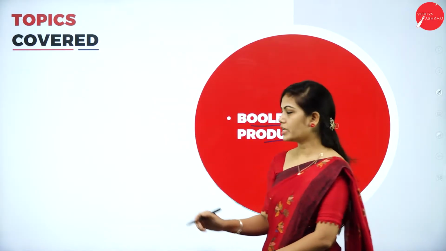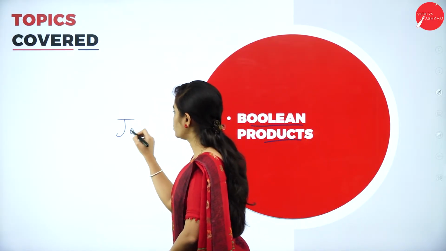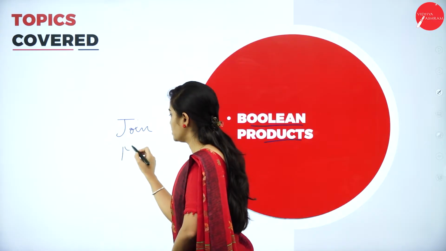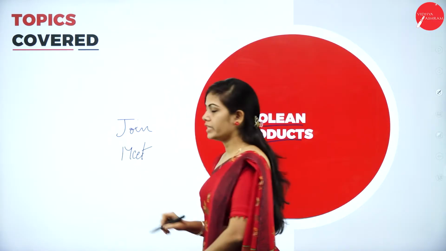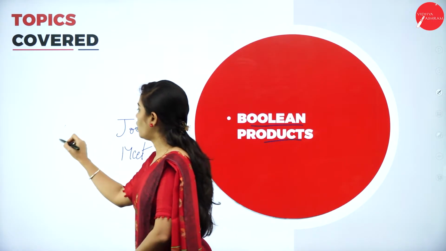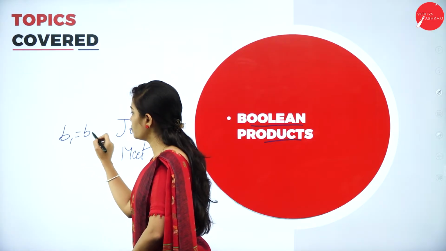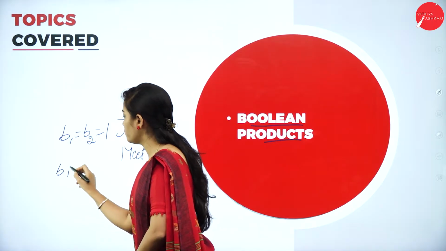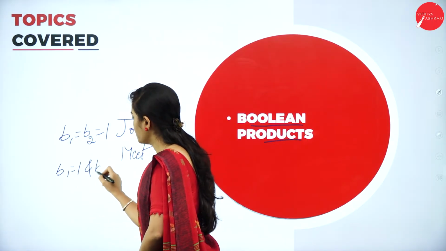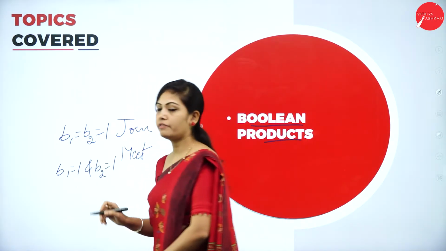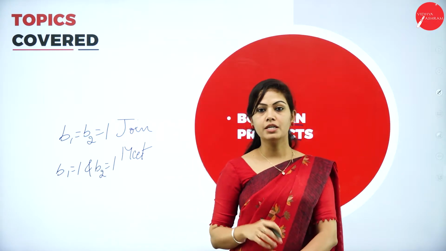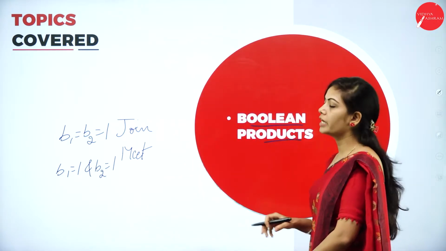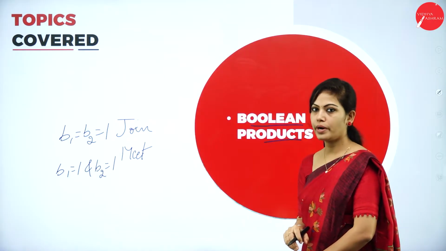And in my last session, I discussed join and meet. In join, B1 is equal to 1 or B2 is equal to 1. And in meet, B1 is equal to 1 and B2 is equal to 1. I explained it with an example. So today I will discuss the Boolean products on 0-1 matrix.